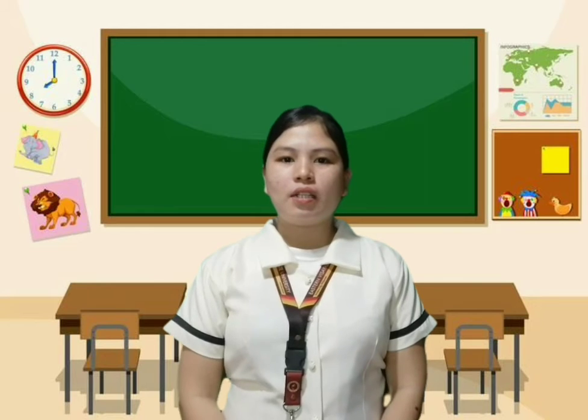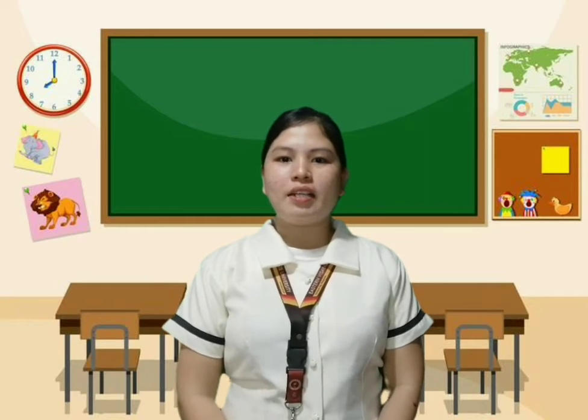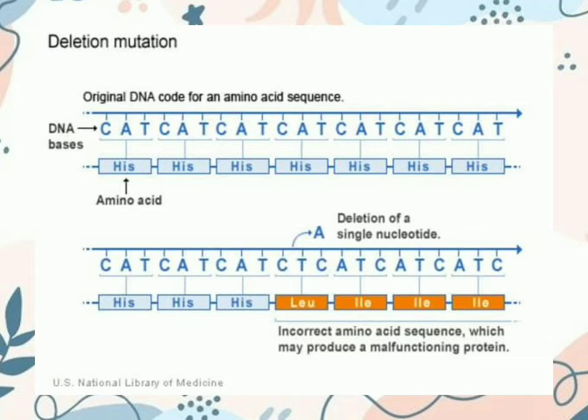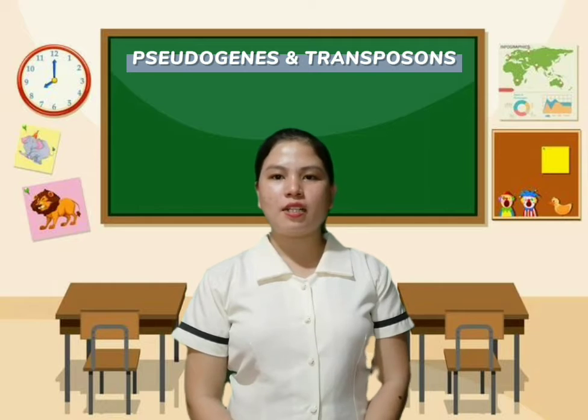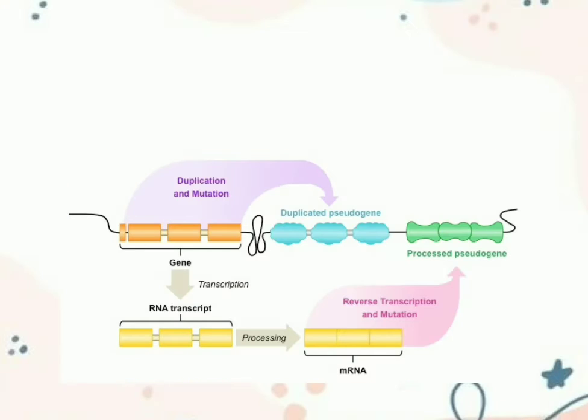Deletion and insertion. A deletion mutation is a mistake in the DNA replication process which removes nucleotides from the genome. A deletion mutation can remove a single nucleotide or an entire sequence of nucleotides. A deletion mutation that removes 3 or a multiple of 3 bases will not cause a frameshift, but can still alter the phenotype. Pseudogenes and transposons revisited.